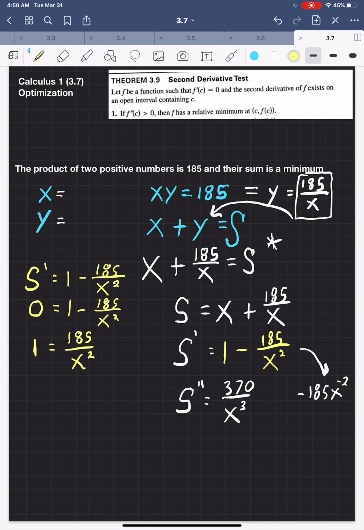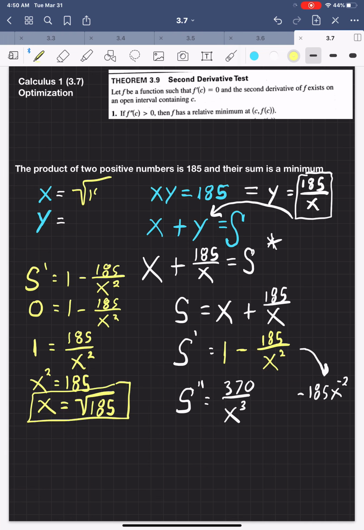All right, so if I multiply both sides by x squared, I have x squared is equal to 185. And that means x is equal to, now it is equal to plus or minus, but remember it's two positive numbers, so the square root of 185. So potentially the x value is the square root of 185. I haven't shown that that's a minimum, but let's just continue.